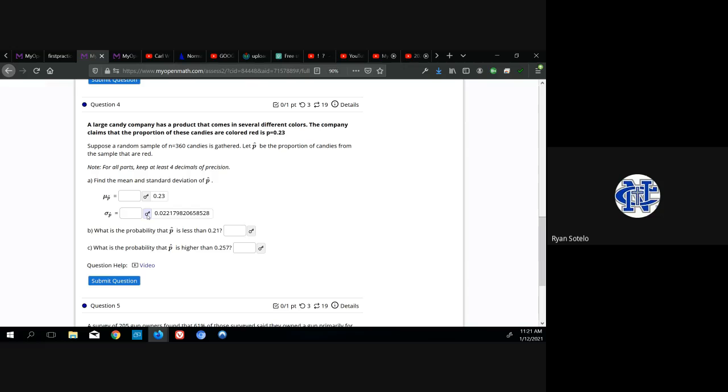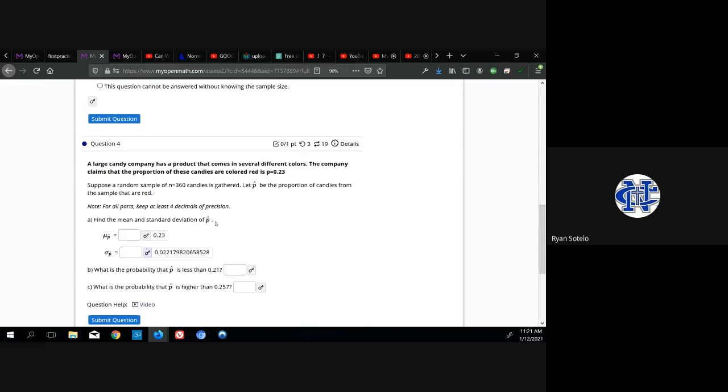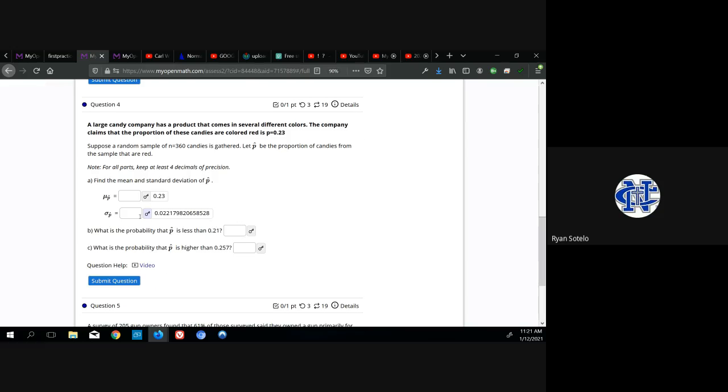I think you divide by the square root of the sample size. Let's see. Yeah, and then divide by square root of 360. So that works out fine. I don't know why that other question wasn't very good. Does that make sense?